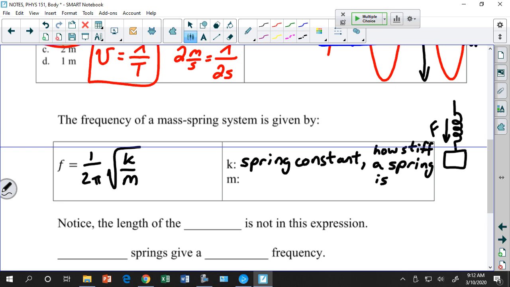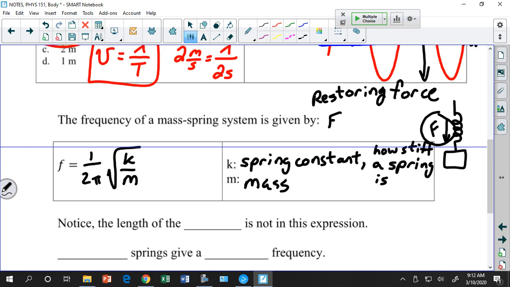So different springs have different spring constants. The stiffer the spring, the bigger the spring constant. And here m is just the mass of the object. This restoring force, by the way, is related to the spring constant. The restoring force is equal to k times x, where x is the amount that the thing is displaced. So if I displace this block down to this position, then that's going to be x. So the more that I stretch out the object, then the greater the restoring force will be.